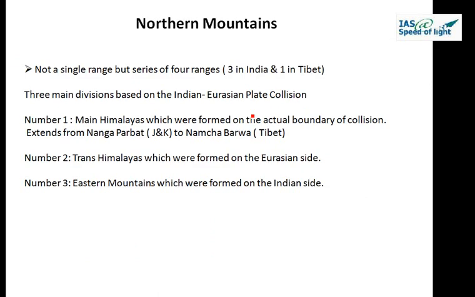Now we come to the first physiographic feature of India. What we studied was the northern mountains of India. These northern mountains are not a single range, but a series of four ranges, out of which three are in India and one is in Tibet. So four different parallel ranges, one in Tibet and three in India.